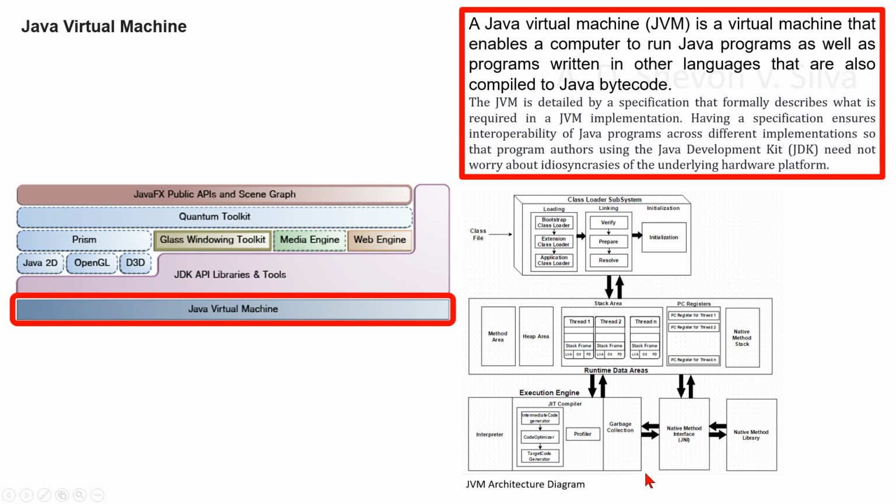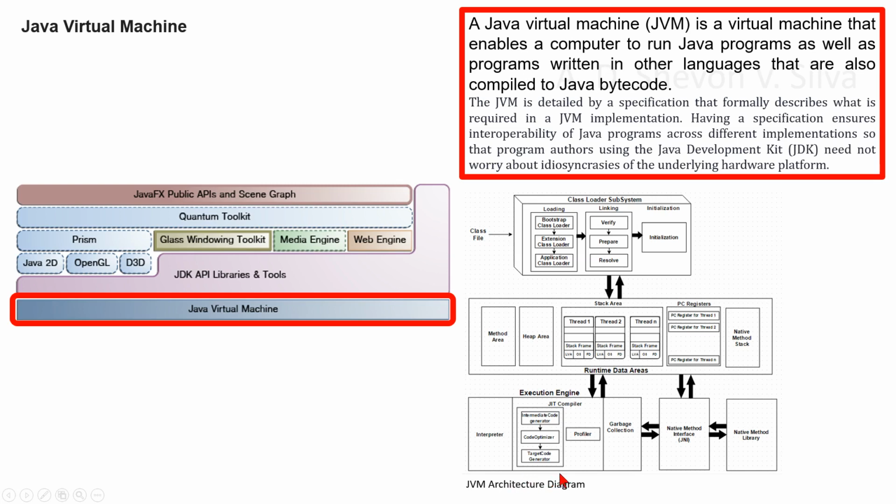Execution engine: the bytecode which is assigned to the runtime data area will be executed by the execution engine. The execution engine reads the bytecode and executes it piece by piece. Interpreter: the interpreter interprets the bytecode faster but executes slowly. The disadvantage of the interpreter is that when one method is called multiple times, every time a new interpretation is required.